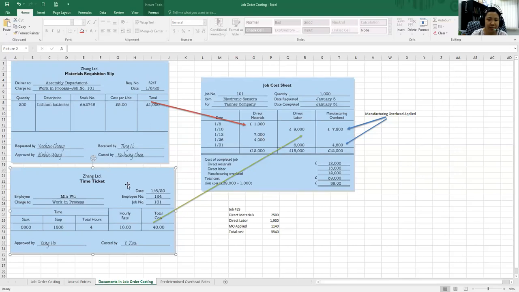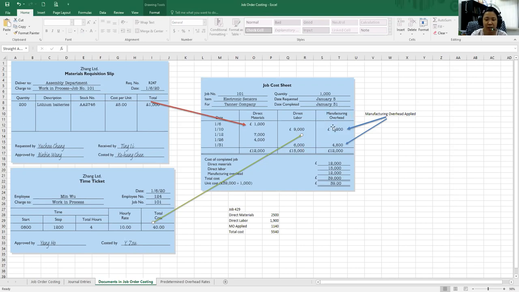Next is the time ticket. The time ticket is to record the time that the worker worked for us in the factory. What time they start to work, what time they stop, what is the rate per hour, and the total cost of the labor. And this we will record in the direct labor column. And the last column in the job cost sheet is the manufacturing overhead.